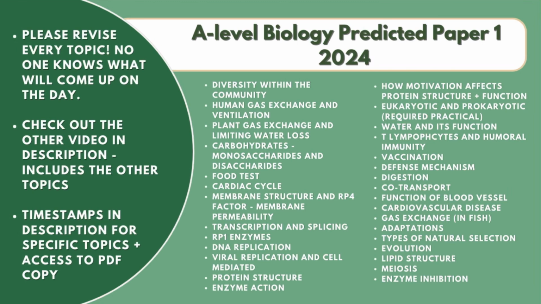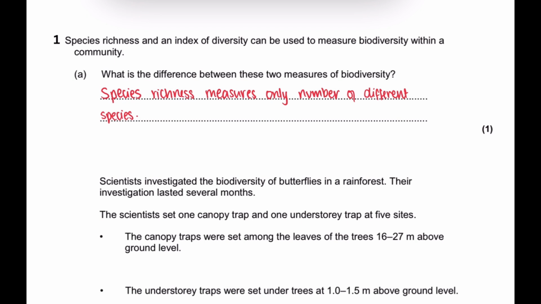Let's get started. Question 1. Species richness and index of diversity can be used to measure biodiversity within a community. A. What is the difference between these two measures of biodiversity? We can do this by just listing the definition of species richness and index of diversity. So we know that species richness measures only the number of different species, and it does not measure the number of individuals, which is what an index of diversity does.